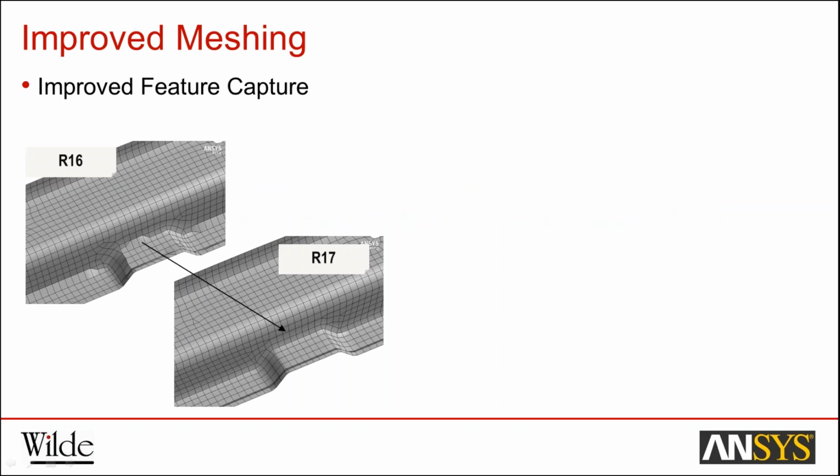And you can see in version 16 around the radius, which is highlighted with the arrow, we've got part of it that's got 2 elements across the radius, then it drops down to 1 and then back up to 2 again. Firstly, this just doesn't look very nice, and also it will create very peaky stresses around those changes from 1 to 2 elements, which we don't want.